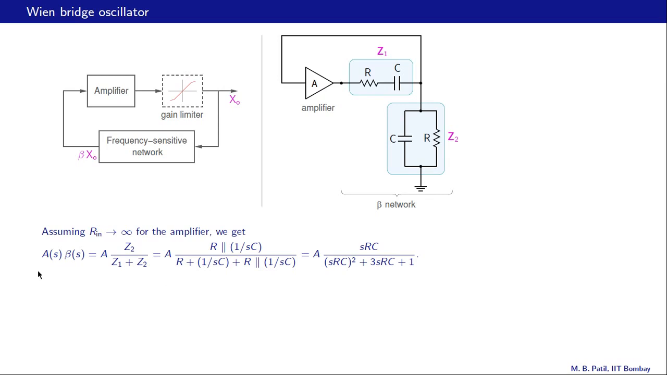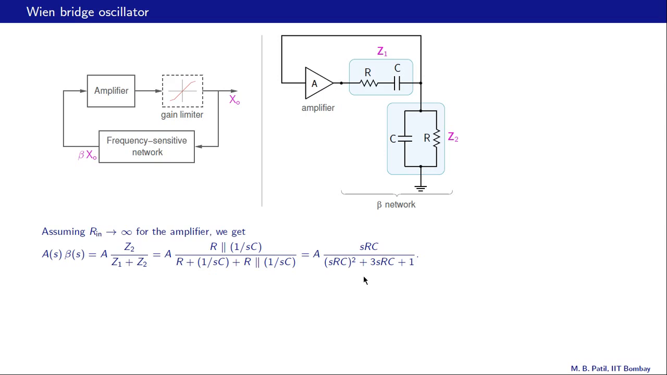So now it is a matter of substituting for Z2 and Z1. What is Z2? It is R parallel 1 over SC, that, and what is Z1? It is R plus 1 over SC. So this is Z1, this is Z2. Z2 by Z1 plus Z2. And we can simplify this and obtain this expression here, SRC in the numerator divided by (SRC) whole squared plus 3SRC plus 1.